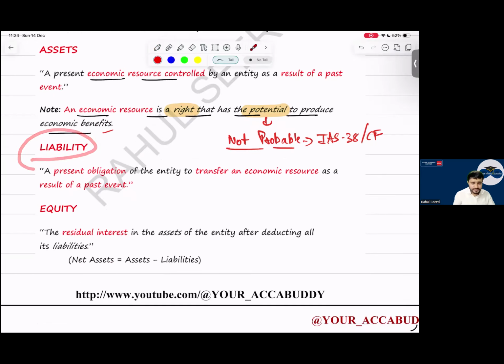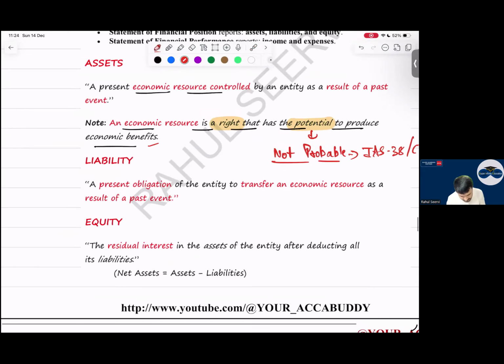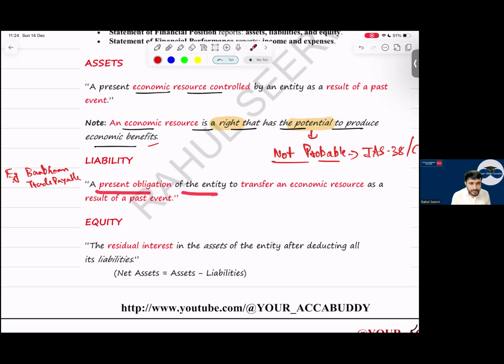What is liability, sir? Can you give the examples for liability, everyone? Bank loan, trade payable. Now, why do we say these all are liabilities? A present obligation of an entity to transfer economic resource as a result of past event. If I've taken a bank loan today, there is an obligation for me to pay or not? I have to pay back. Yes, sir, I have to pay back. I have to transfer any economic resource. Either I give cash or the bank will take my building, etc., because I do not have cash. Any economic resource I have to transfer as a result of past event.